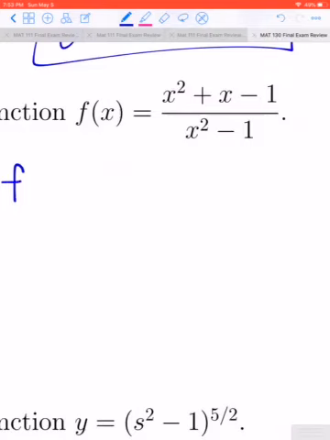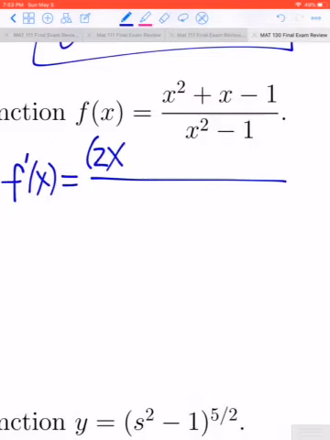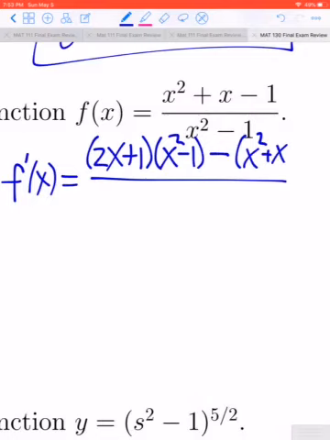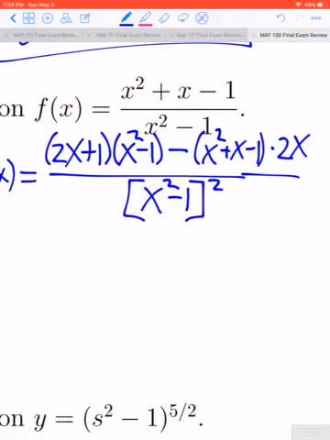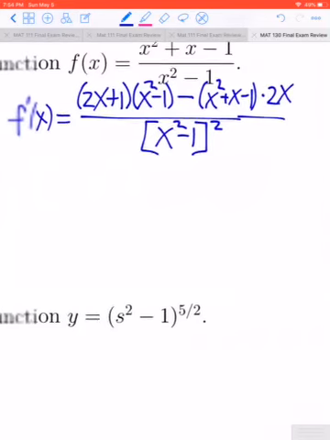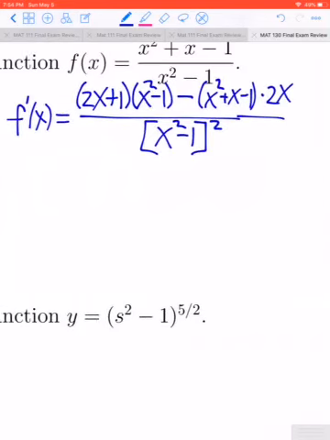The quotient rule says you take the derivative of the numerator. The derivative of the numerator is going to be 2x plus 1. You multiply that to the denominator, x squared minus 1. And then subtract the numerator, that's x squared plus x minus 1, times the derivative of the denominator, 2x. And the full answer goes all over the original denominator squared. So that's the quotient rule. Derivative of the top times the bottom, minus the top times the derivative of the bottom, all over the bottom squared. And now that we're here, the only thing we have to do is just try to simplify this.